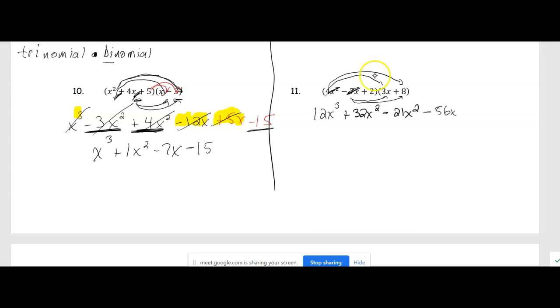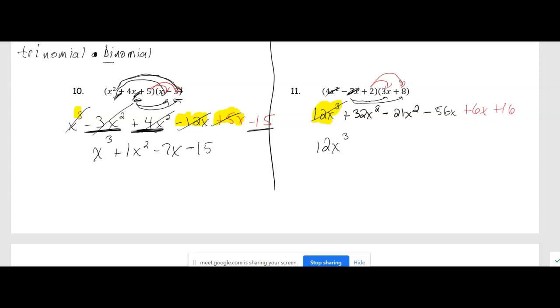So then from there, we're going to take our 2 and create a little space here. So now this 2 would just get distributed. The 2 and the 3x make a 6x, and then the 2 and the 8 would make a 16. We want this in descending order, so we want this to be our first term. That's the only cubed term. There were no like terms to combine that with. So this would start with the 12x cubed.